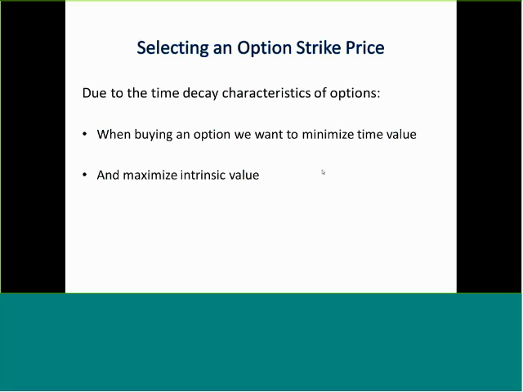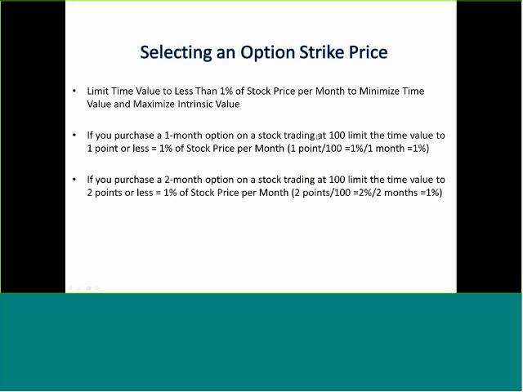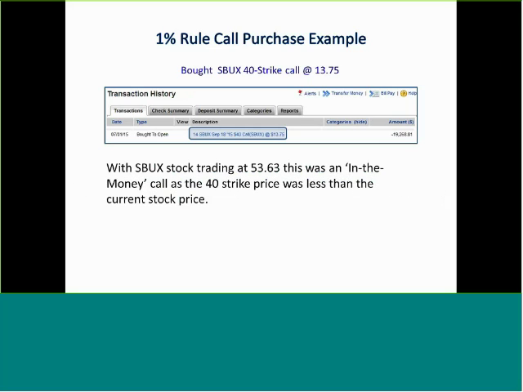So due to the time decay characteristics of options, when we buy an option, we want to minimize the time value and maximize the intrinsic value, because this time value, again, is going to go to zero at expiration. So the way we do that is we limit the time value portion of the option to less than 1% of the stock price. If you limit that time value portion to less than 1% of the stock price, then the stock only has to go up 1% for your option to break even and start making money. So this is very important when you're trading options.